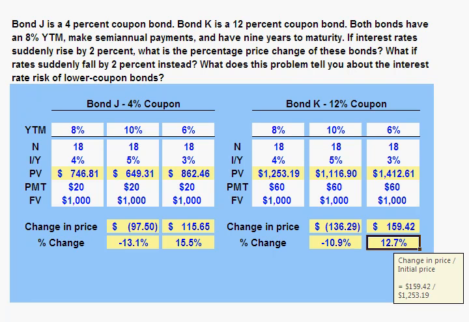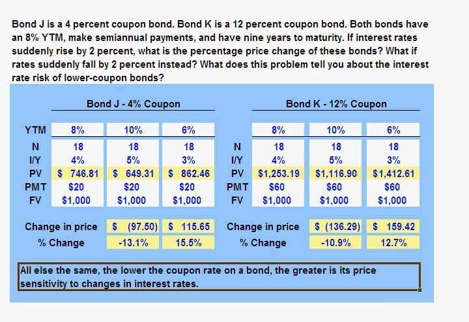12.7% increase. Notice the low coupon bond is more sensitive to changes in interest rates than the high coupon bonds. All else the same, lower coupon bonds pose more interest rate risk than high coupon bonds.